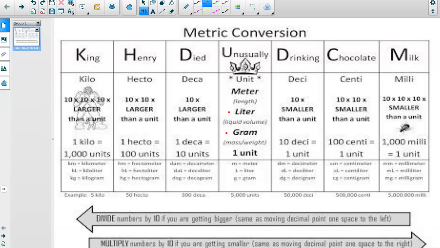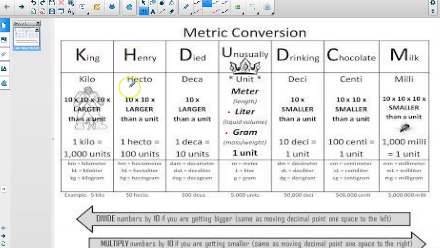So it starts with an old saying, King Henry died unusually drinking chocolate milk. Now you might be wondering, what are you even talking about? Well, it's these headings right up here, and I want to break this down. So K, king, that's kilo. That's a very large unit in the metric system. It's actually the largest that we'll be dealing with.